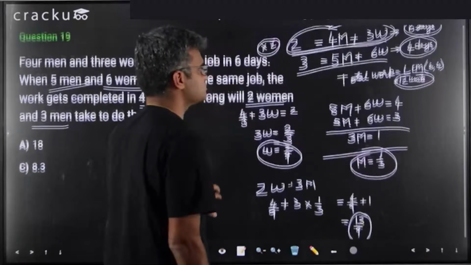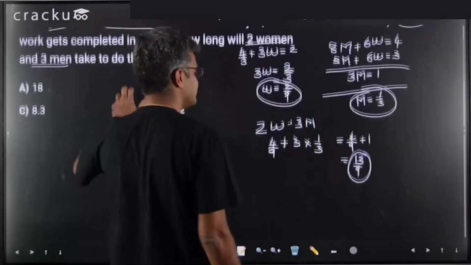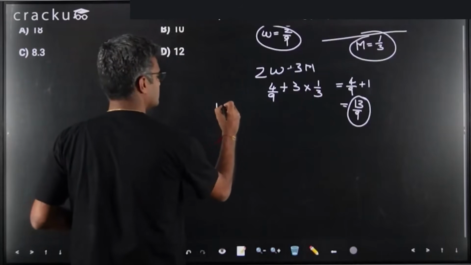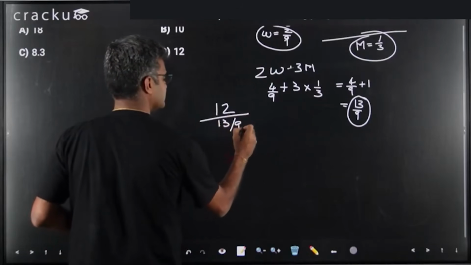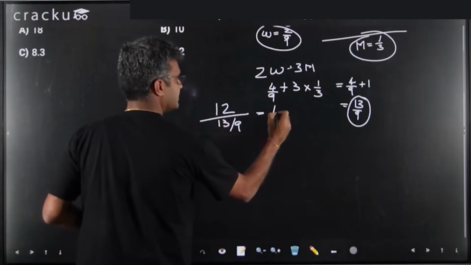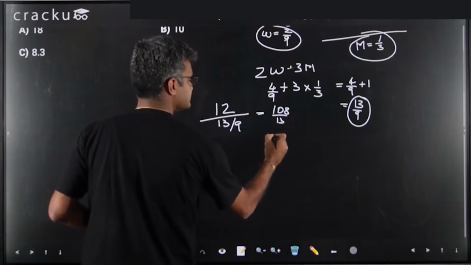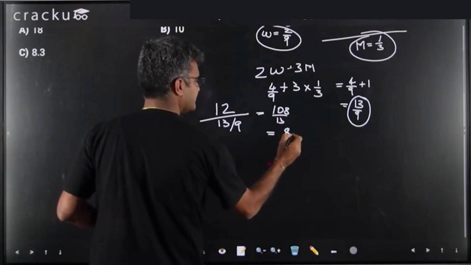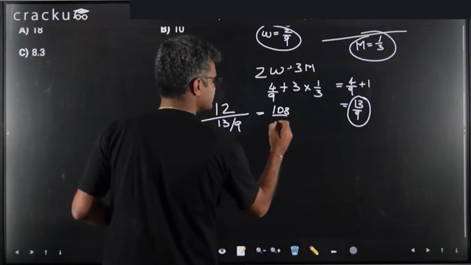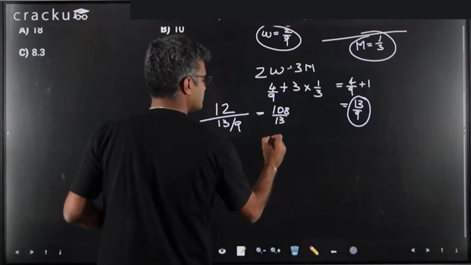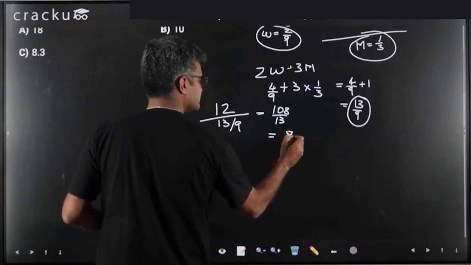What is the total work that needs to be done? The total work that needs to be done is 12 units. So the number of days it takes them is 12 divided by 13 by 9. This will come to equal 108 divided by 13, which is equal to 8.3 days.